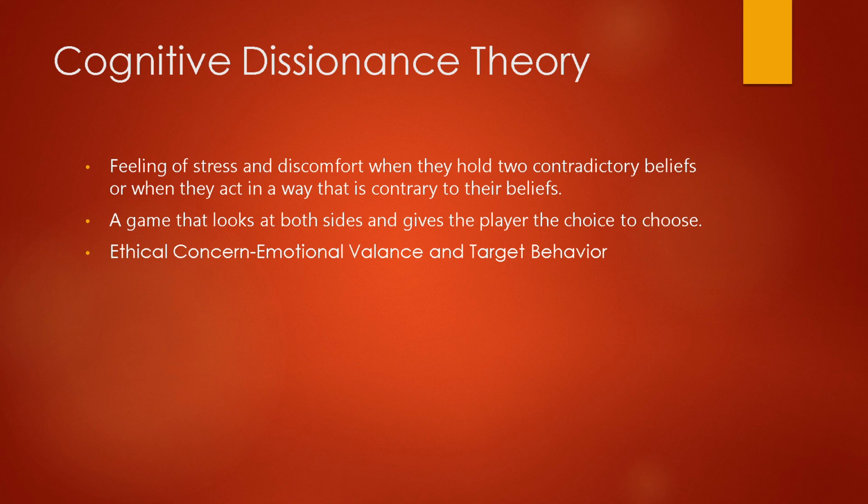So a way that a game can be used to motivate, or this theory can be applied, is a game that looks at both sides and gives the player the choice to choose. This kind of reminds me of Quantic Dream games, such as Detroit: Become Human and Heavy Rain. This makes the player make decisions. They may not always believe in those decisions. They may believe in those decisions, and it will affect the players around them, it will affect the world, it will affect the storyline and the ending of the game.